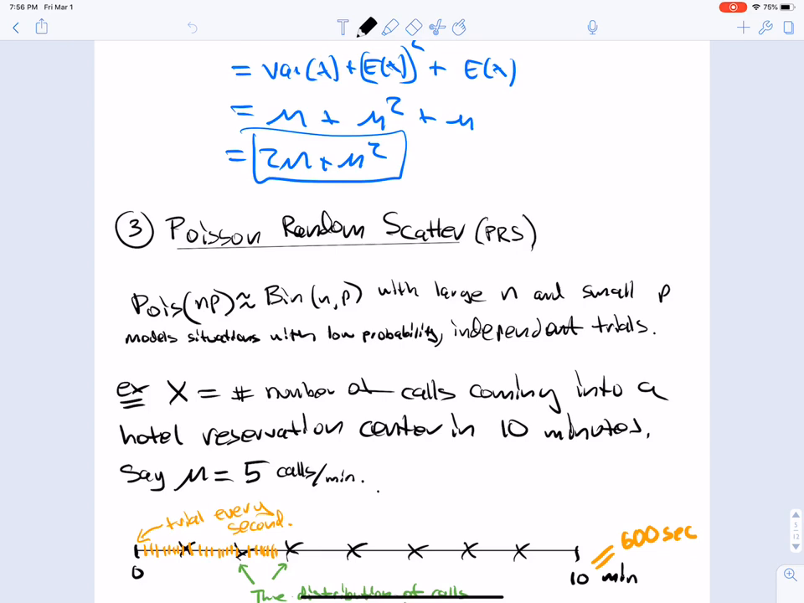Poisson comes up when we model situations with low probability independent trials. So for example, let x be the number of calls coming into a hotel reservation center in 10 minutes. So say mu is 10 calls in 10 minutes.